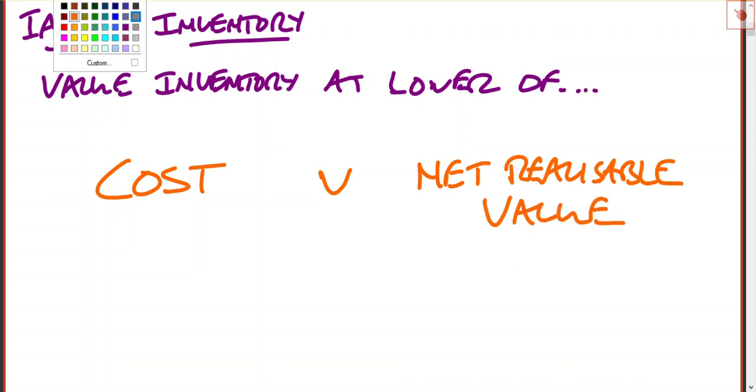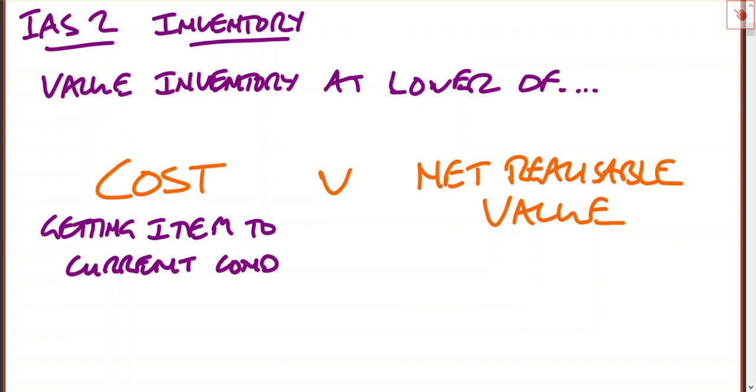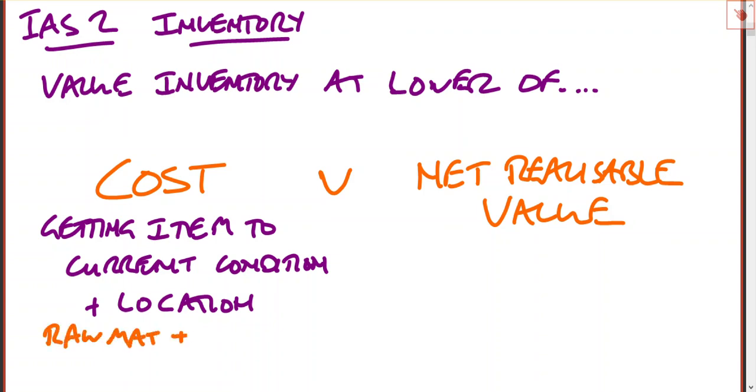Okay, and all you really need to know is what's the difference between those terms. Well, cost is pretty straightforward, but do be careful because it's the cost of getting the item to its current condition and location. And what that means is that it does include things like the initial cost of the raw materials, but it also includes labour, and it may well include overheads.